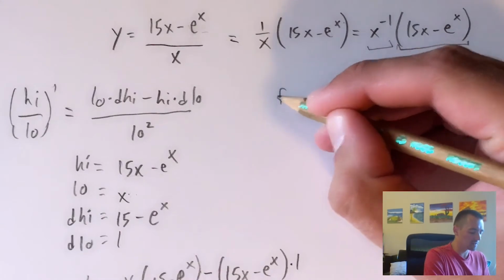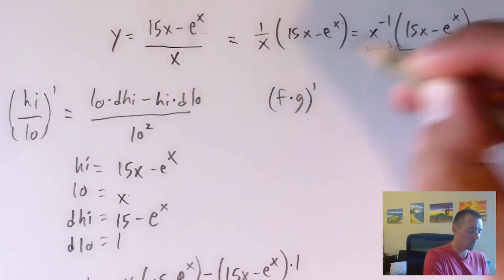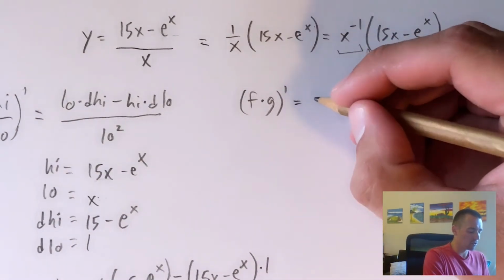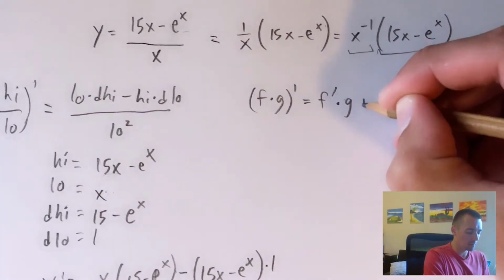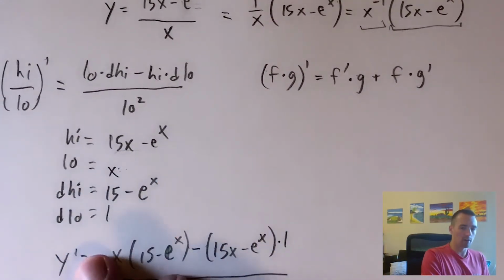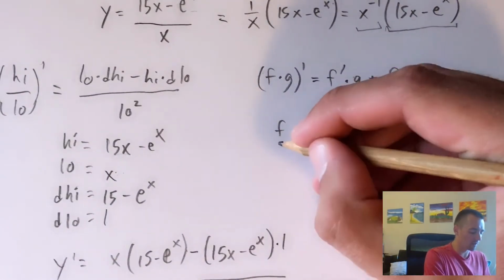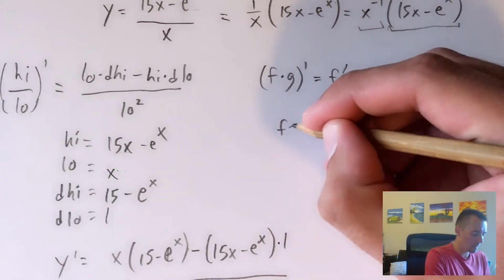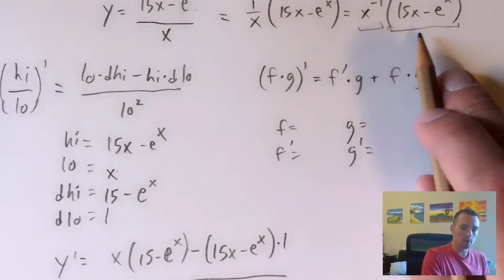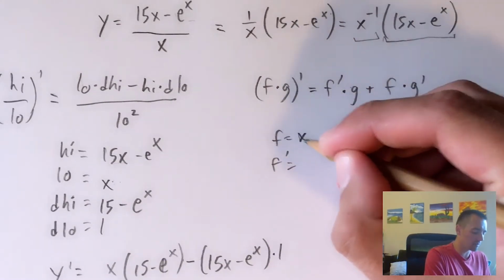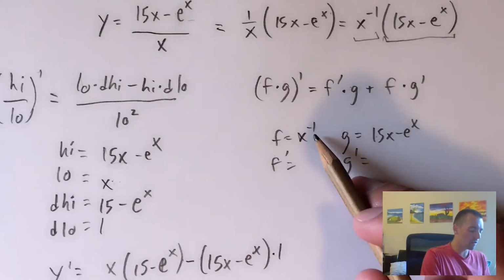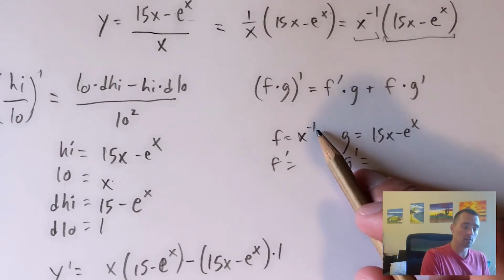Well, product rule just says if we have the derivative of f times g, one thing times another thing, the derivative of that product is just going to be the derivative of the first times the second plus the first times the derivative of the second. So similar to what we did over here for quotient rule, for product rule we want to figure out what f and g and f prime and g prime are first. It doesn't really matter which one we call f and which one we call g. Let's just say that f is x to the negative 1 and g is 15x minus e to the x. The derivative of x to the negative 1 we can just take using the power rule.